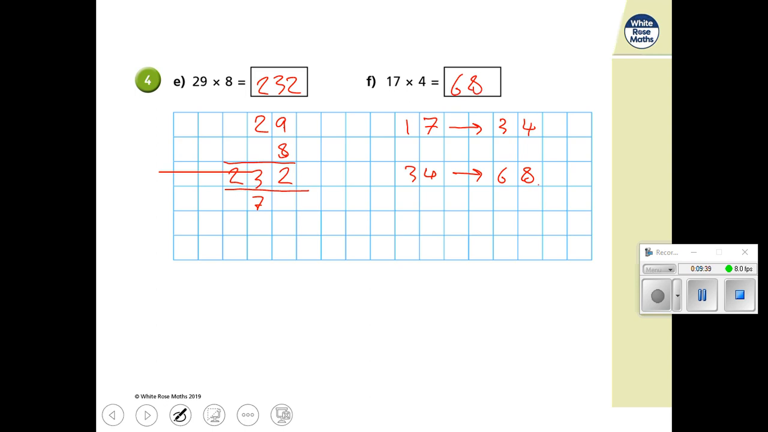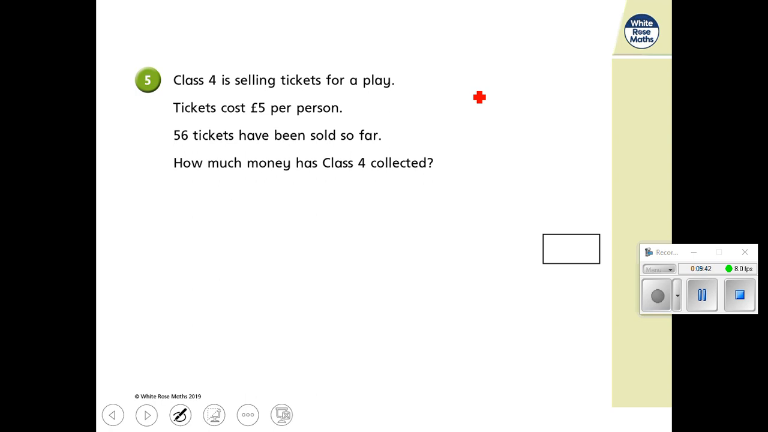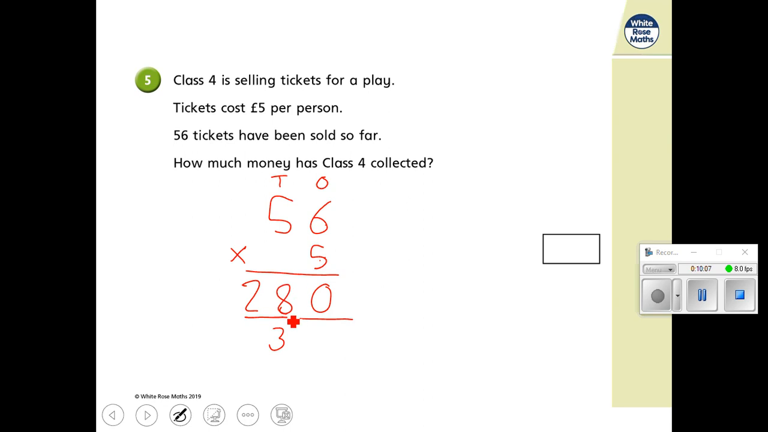So there. Right, class 4 is selling tickets for a play. The tickets cost £5 per person. 56 have been sold so far. So therefore what we have to do is multiply 56 by 5. Now, this is a bit more difficult because we haven't got squares, so we have to be careful with place value. 10s there and 1s. So 6 times 5 is 30, carry 3. 5 times 5 is 25, and 3 is 28. Okay, so the answer is 280, and we have to have the pound sign because it's £5.